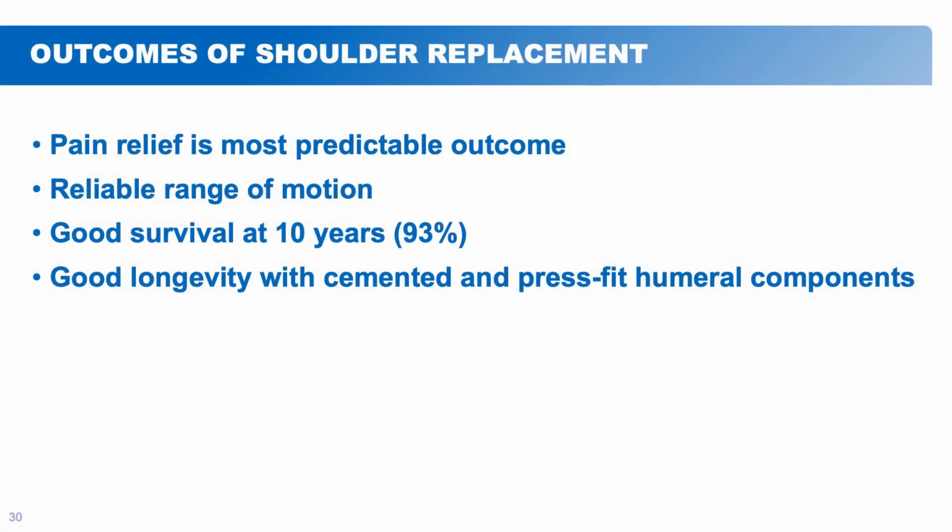Outcomes of shoulder replacement. What can you expect with a shoulder replacement? So pain relief is going to be the most predictable outcome. You also have a reliable range of motion. And there's actually really good survival. At about 10 years, 93% of these are still in place. As obviously as you increase, that number does go down, but there's actually good longevity with both cemented and press-fit humeral components. So both of these procedures, the reverse shoulder replacement and the total shoulder replacement, both do quite well, and although they both do have their advantages and disadvantages.